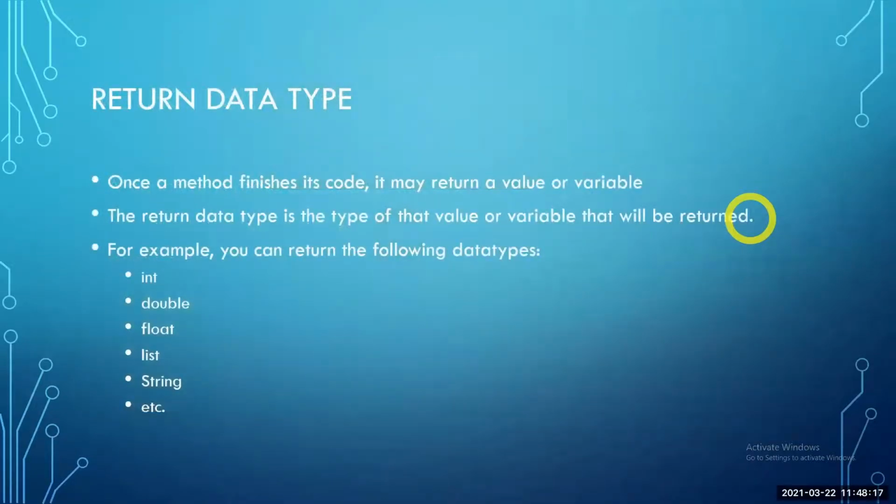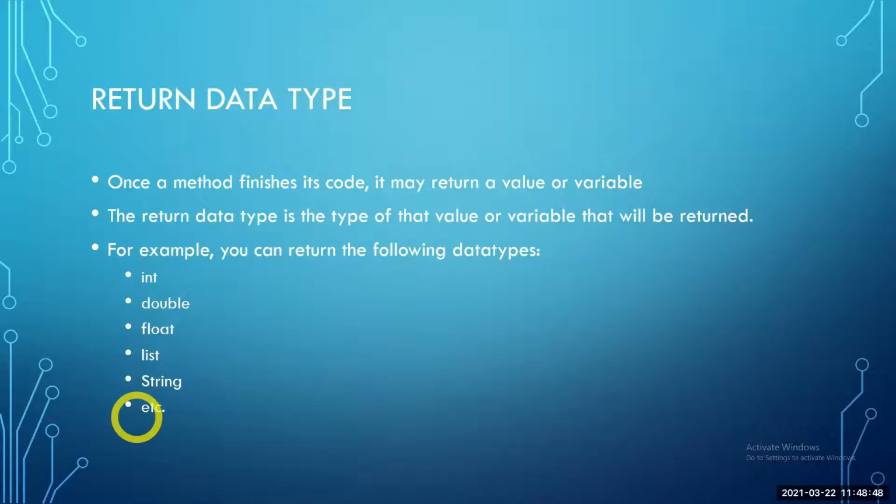Here are some return data types. Basically, whatever you want your method to return. When I call your method, if I wanted to compute the average, obviously I wanted to return the average. If I wanted to convert dollars to yuans, I wanted to return whatever that yuan amount is. So the data types that you can return are ints, doubles, floats, lists, strings, etc. Whatever you can declare a variable as is what you can return from a method.